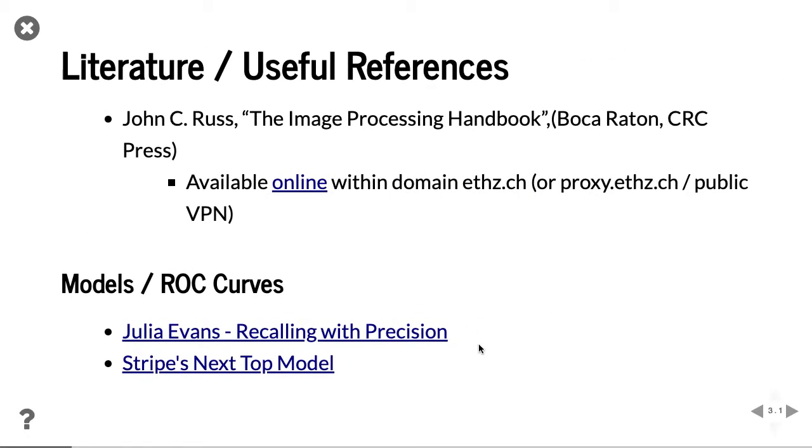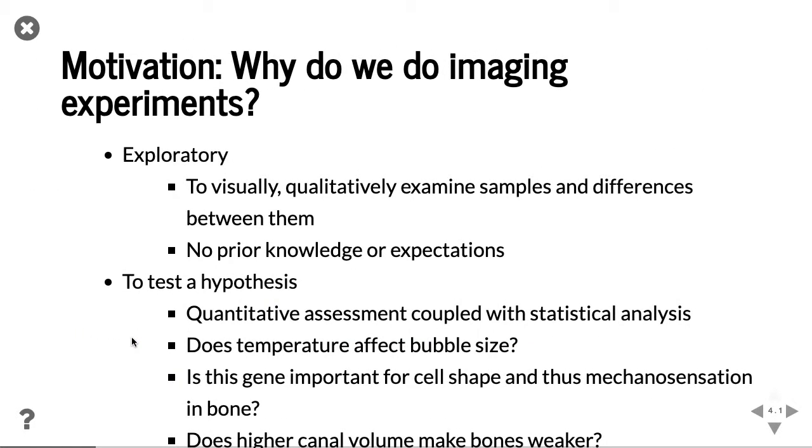Again, for literature and useful references, the image processing handbook that I mentioned initially, which you can get online, covers a lot of these topics in much more detail with a much more theoretical background than we'll cover in this class. And then for models and ROC curves, which we'll cover in the second part of this lecture, there are some nice talks in general about why ROC curves are important outside of the imaging space and other applications to help you understand them. But we'll cover ROC curves later, so don't worry if that doesn't mean anything to you now.